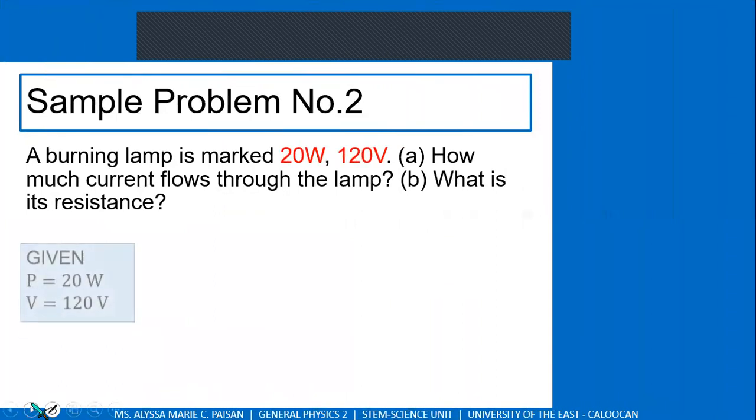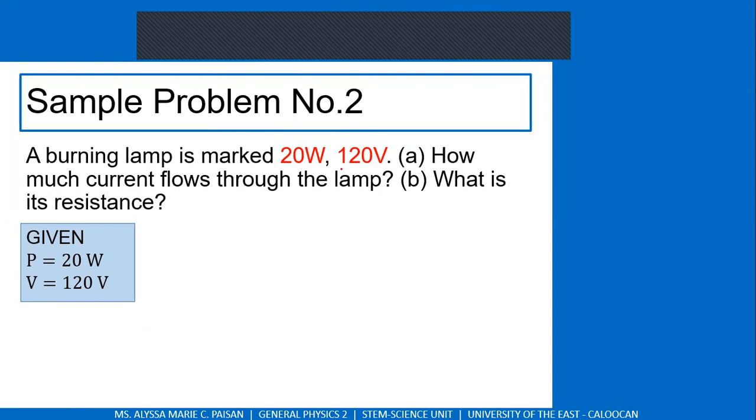And then let's proceed to sample problem number 2. A burning lamp is spark 20 watts, 120 volts. Okay? So, hindi kasi ako sure kung tinitingnan niyo yung mga appliances nyo, no? Usually naka-indicate doon ano yung wattage, tapos ano din yung voltage, no? Ayan. So, how much current flows through the lamp? Notice 120 to. So, hindi to pwede sa Pilipinas, no? Kailangan mo nito ng transformer. Kasi usually 220 kapag sa Pilipinas. Okay? How much current flows through the lamp?